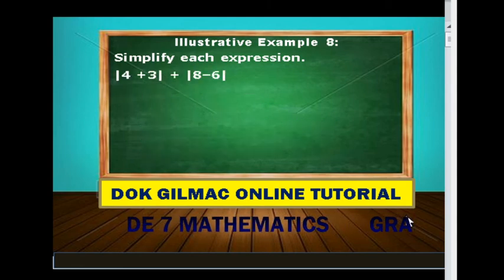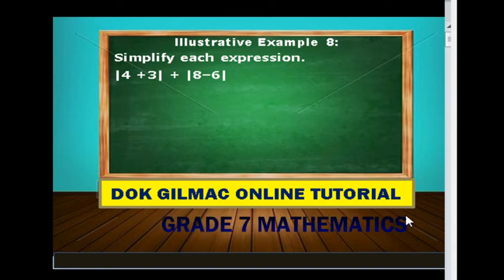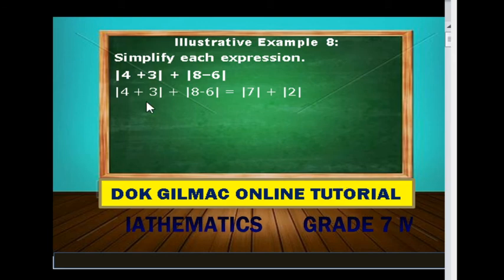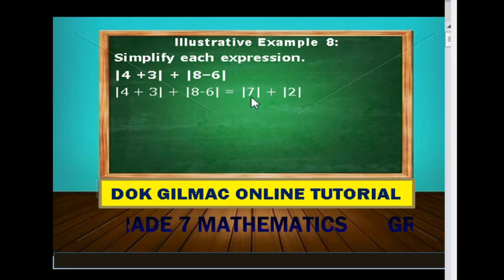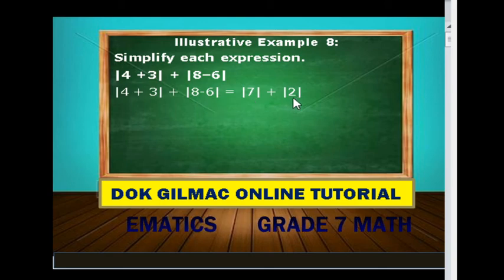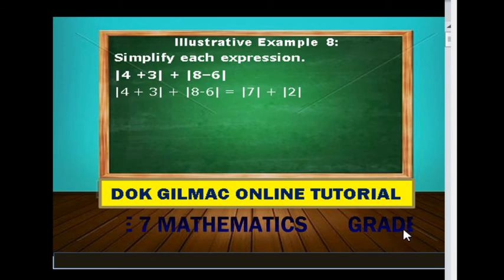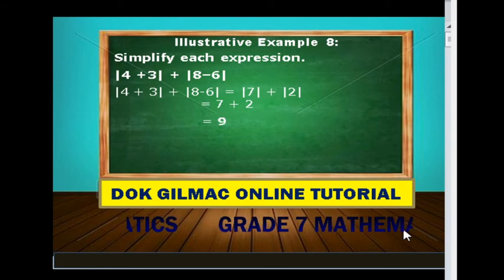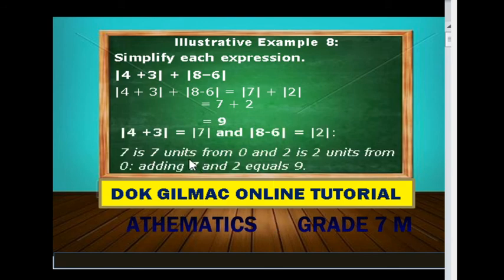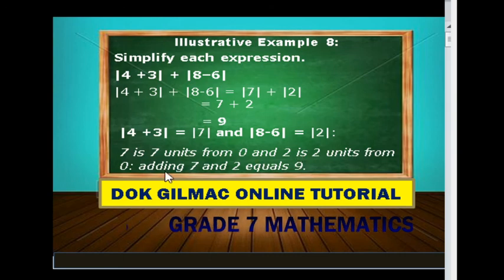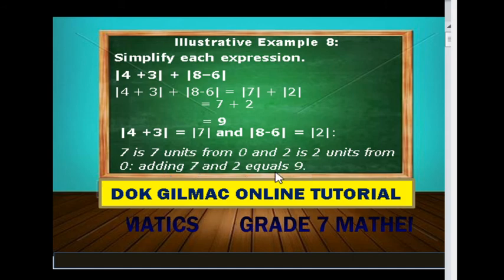Simplify each expression. Absolute value of 4 plus 3 plus absolute value of 8 minus 6. We have actually 4 plus 3 is equal to 7, so absolute value of 7. 8 minus 6 is equal to 2, so we have absolute value of 2. To simplify further, we have 7 plus 2, which is just equal to 9. Take note, 7 is just 7 units from 0 and 2 is just 2 units from 0. Adding 7 and 2, we have 9. So take note of that.